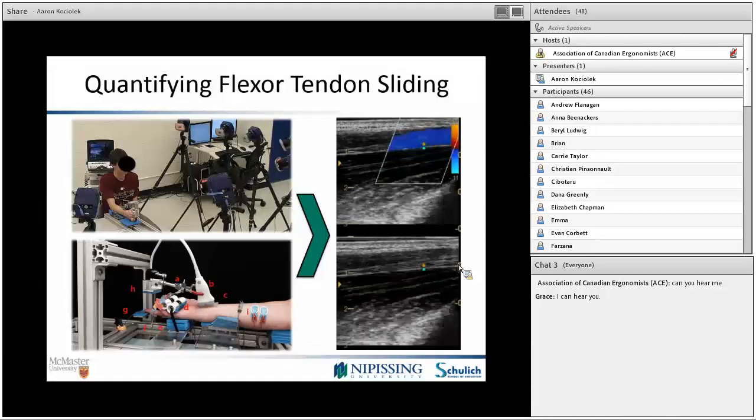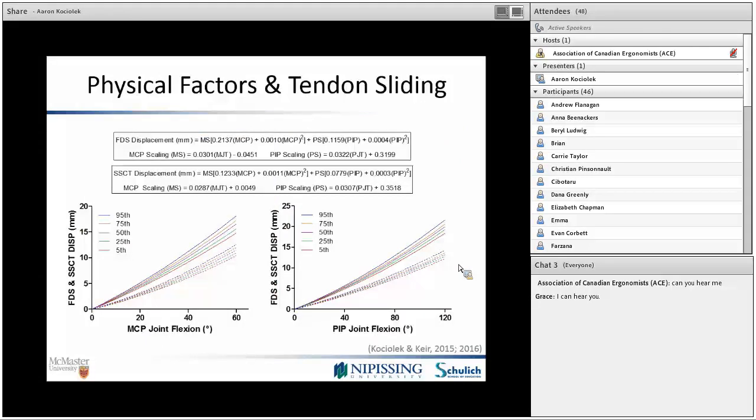What I did with that data is develop equations that would allow me to predict what the displacement of the tendon and that surrounding sheath would be as a function of joint motion. This first graph on the right shows the tendon displacement, the solid lines, and the subsynovial connective tissue displacement, the dashed lines just underneath it, as a function of metacarpophalangeal joint motion. I also did the same, just to the right, for proximal interphalangeal joint motion.